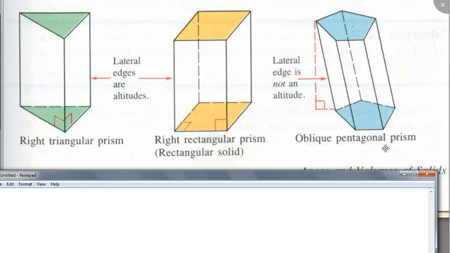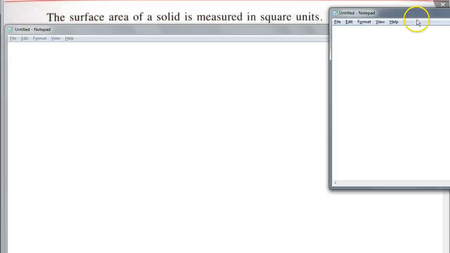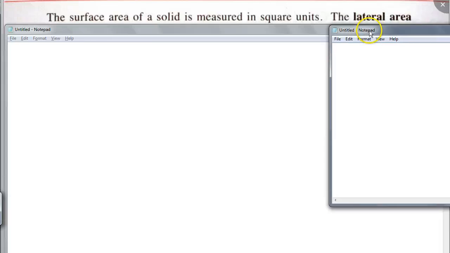That's how we define whether you have a right prism or an oblique prism, by looking at the lateral edges. If the lateral edges are the altitude, then you have a right prism. If they're not, then you have an oblique prism. Please note that. As before, if you're talking about areas, what is going to be the unit for areas? Square units. So surface area of a solid is measured in square units. What do you think the lateral area of a prism is?